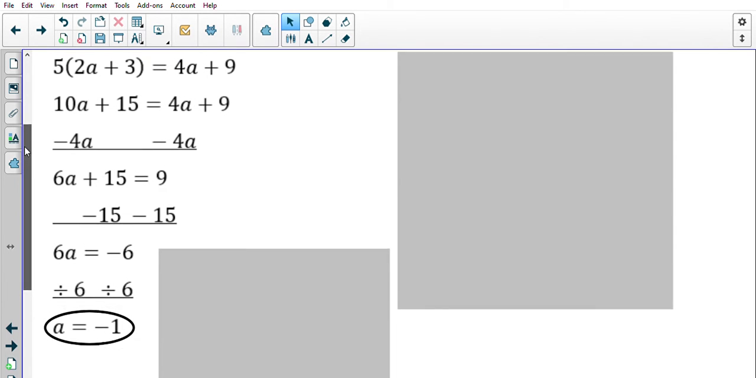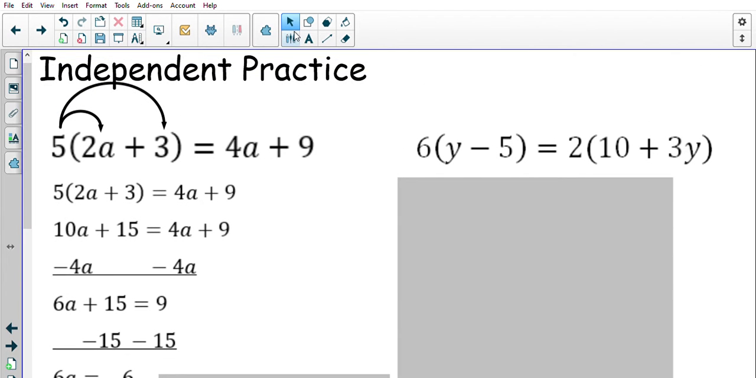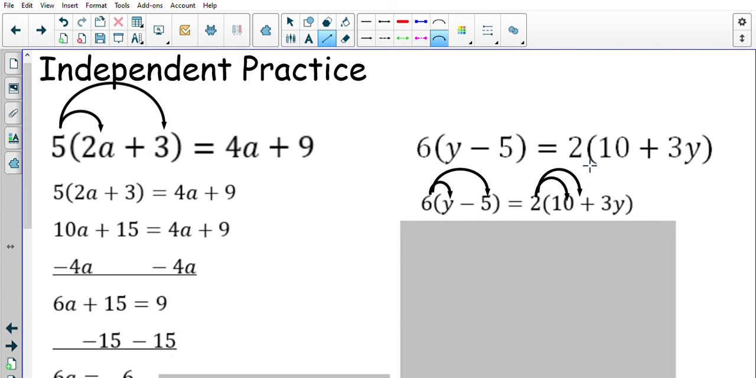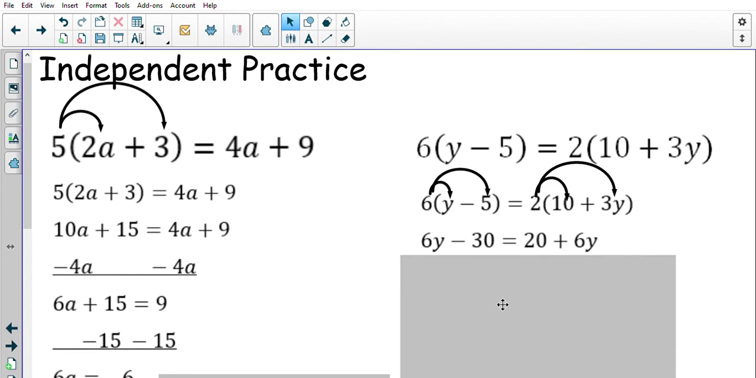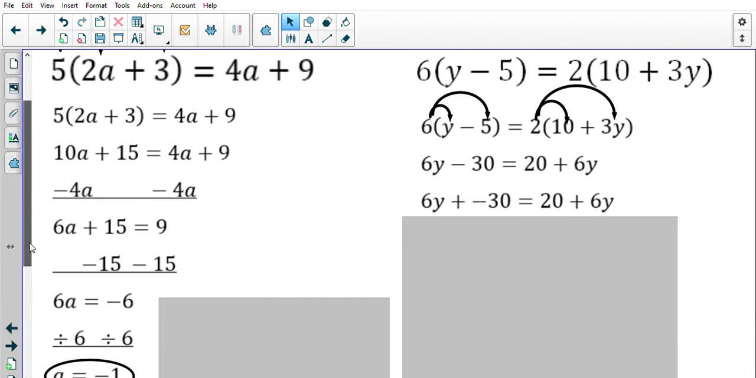All right, let's take a look at the other independent practice problem, number 2, the one on the right-hand side. We are going to distribute the 6 into the parentheses and the 2 into the parentheses. So we're going to do 6 times y, 6 times 5, 2 times 10, and 2 times 3y. That's going to get us 6y minus 30 equals 20 plus 6y. In my next step, I added the opposite and wrote 6y plus negative 30 equals 20 plus 6y.